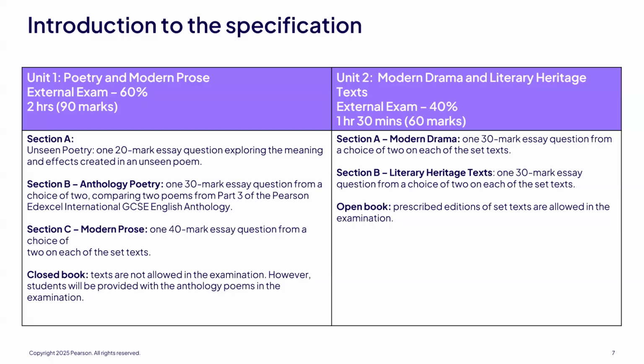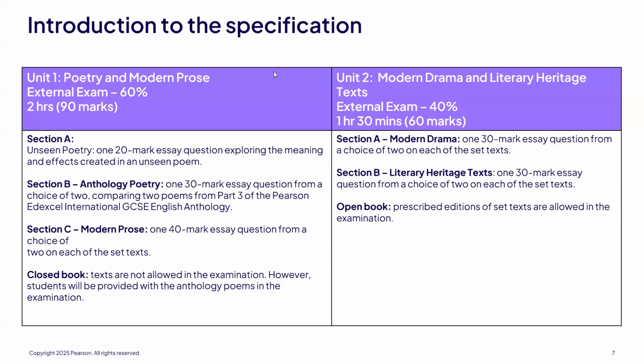So for section A, there isn't a choice of questions. It's 1 unseen poem. But for section B and section C, students choose from a choice of 2 questions. Now you can see that there are 20 marks, 30 marks and 40 marks as they move their way through the paper. So I always think about Unit 1 as what I call the 20, 30, 40 paper.